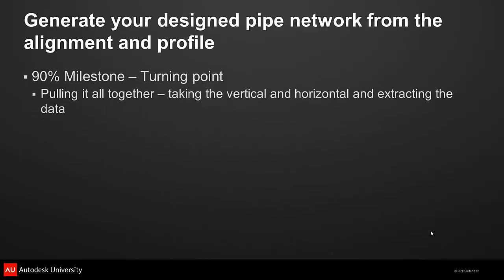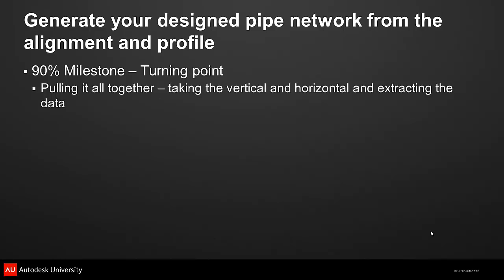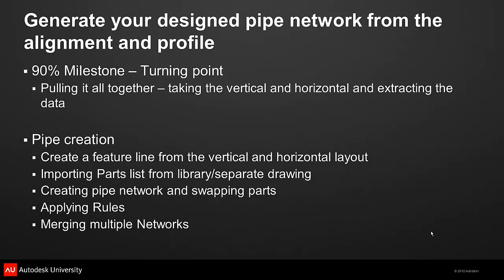We're going to be looking at the 90% milestone, which is your turning point on the design. We'll be pulling everything together by taking the vertical and horizontal and extracting the data out. From that, we're going to create a feature line from the vertical and the horizontal. We'll be importing the parts from our library or our separate drawing that we've generated for the diameters. We'll create the pipe network. We'll show you how to go through swapping parts, applying rules, and then at the very end, we'll show you how to merge multiple networks for those straggling branches.